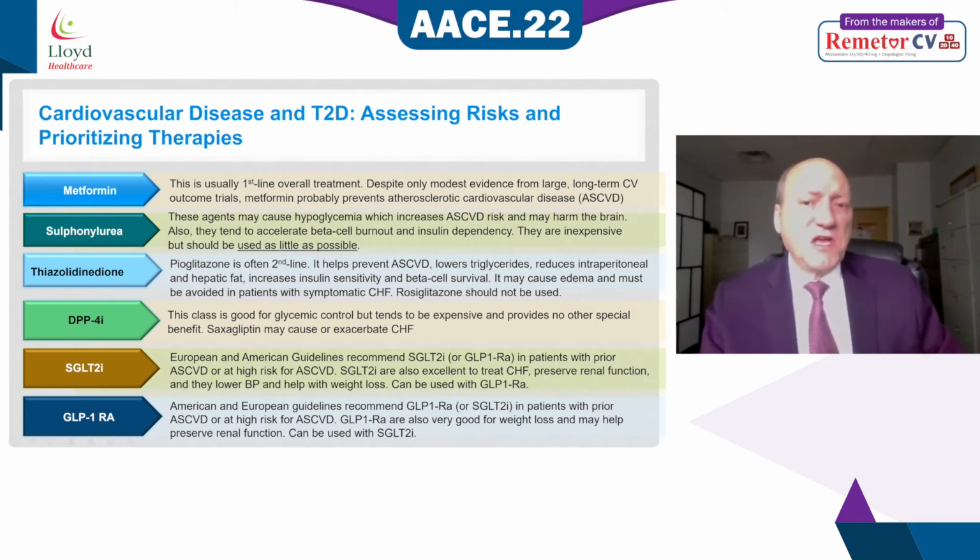The SGLT2 inhibitors have a diuretic effect, so they're excellent to treat CHF, and they can even be used in patients that do not have diabetes for treatment of CHF. They also are very good at preserving renal function. They lower blood pressure, they help with weight loss, and they can be used, if the patient can afford it, in combination with the GLP-1 receptor agonists. The GLP-1 receptor agonists are also highly recommended for ASCVD prevention. They're very good for weight loss. They may help preserve renal function, and they can be used with the SGLT2 inhibitors.